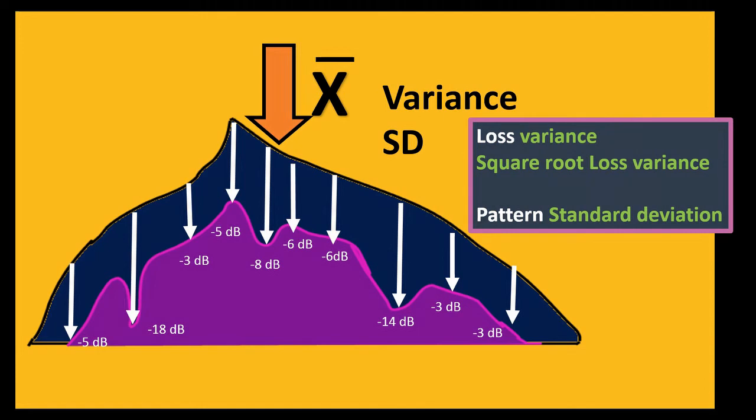In the field, we have different names. In case of Octopus, we have loss variance, so this is the variance, or in the new software, they print the square root loss variance. Square root of the loss variance is nothing but the standard deviation. In the Humphrey, the term is pattern standard deviation. It's a standard deviation, but the Humphrey machine gives it the name pattern.